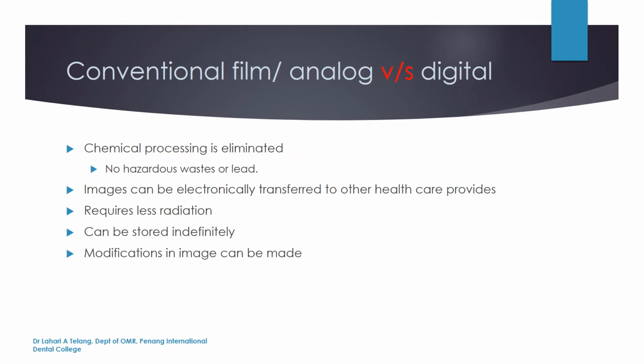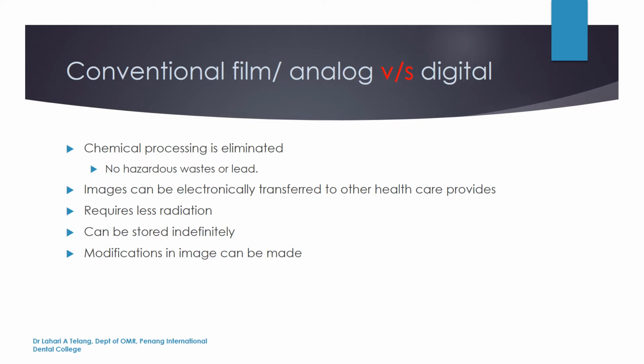Coming to the differences between conventional, film-based or analog, versus digital imaging. The primary differences would be, first of all, chemical processing is eliminated. So you don't have these hazardous wastes that you need to look at how to dispose of. You don't have the fixer and the developer anymore. And relatively, processing time is cut off.